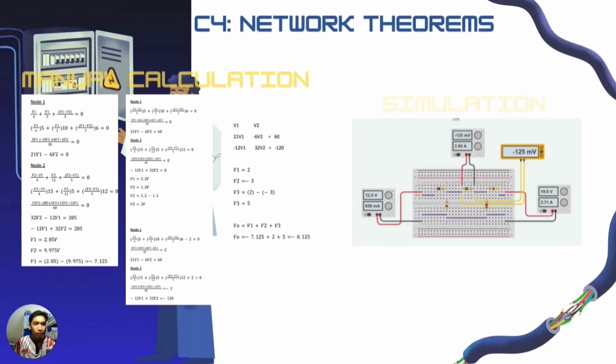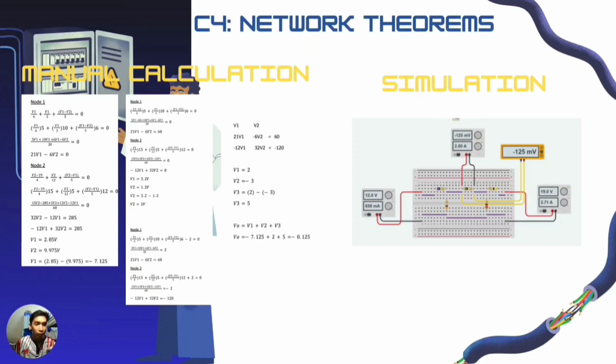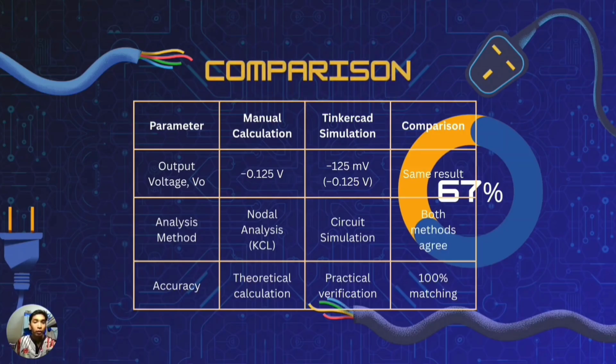Thank you. Now I will continue to chapter 4, which is network theorem. As you can see, here is a manual calculation and the simulation. Here is a comparison of manual calculation and simulation. The output that we get is the same value, and the analysis method that we are using for manual is nodal analysis KCL, and for simulation we are using circuit simulation using Tinkercad.